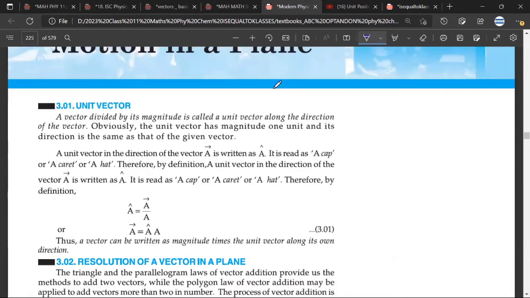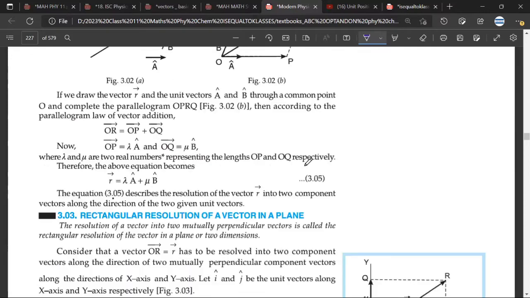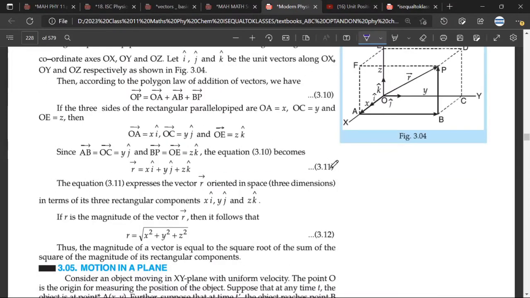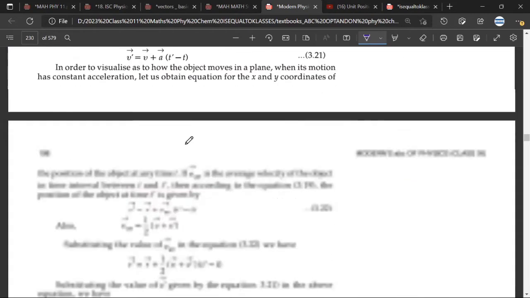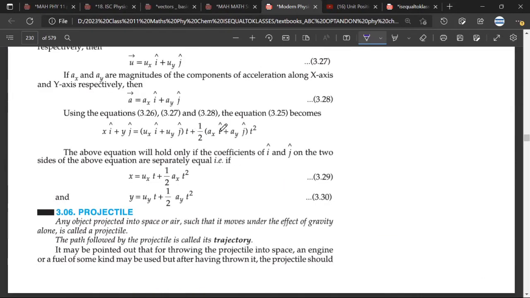So this part, the unit vector part, is what we did in the last lecture. Resolution of vector is what we were discussing in the beginning of the lecture. All of this we have discussed in the last lecture. Now let us discuss a bit about the dot product. Just give me a second, one second.